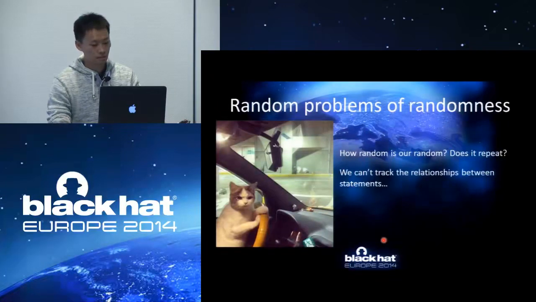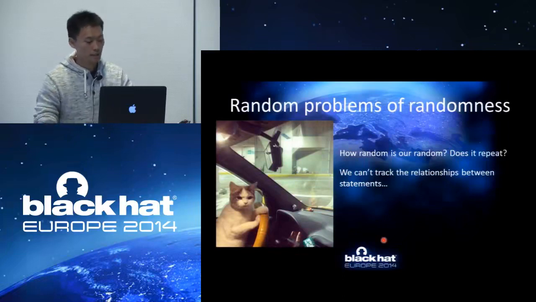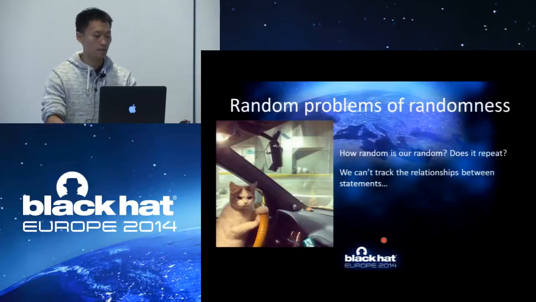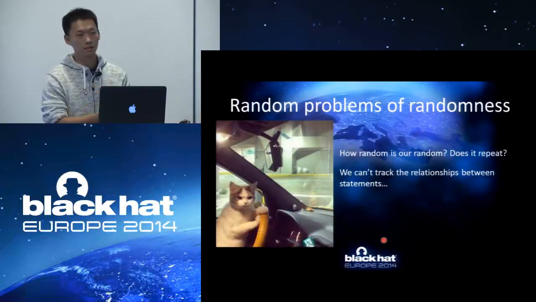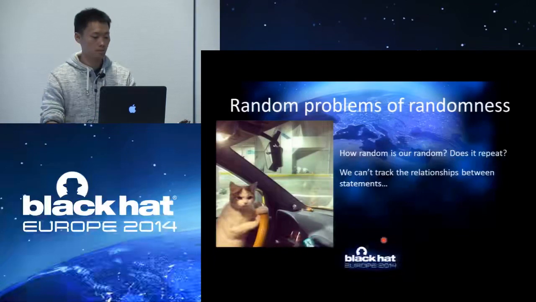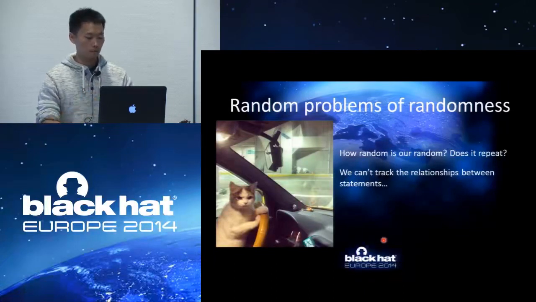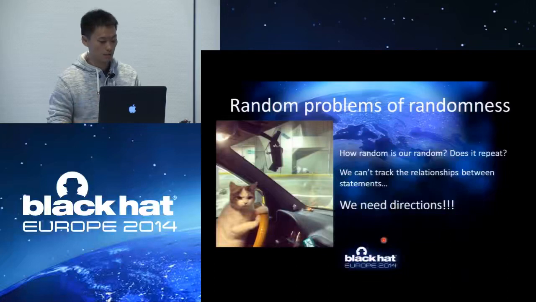The second problem is we cannot track the relationships between statements. If we simply generate test cases randomly, the relationship between statements is sometimes very weak. Sometimes the whole test case becomes garbage. So we would like to enhance the relationship between the statements. We want to guide the randomness. We need directions. But how to do it? How to guide the randomness?